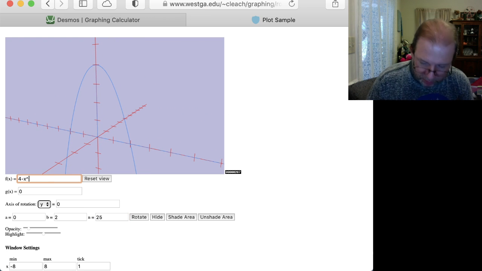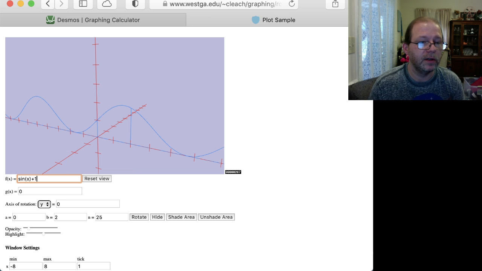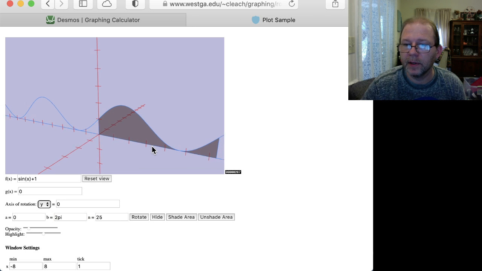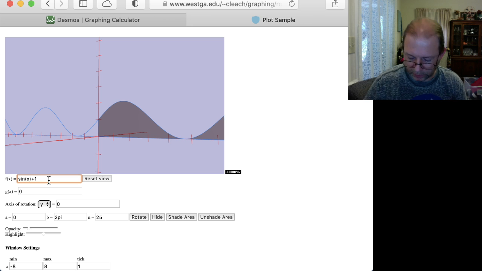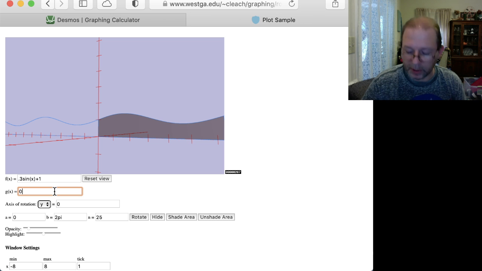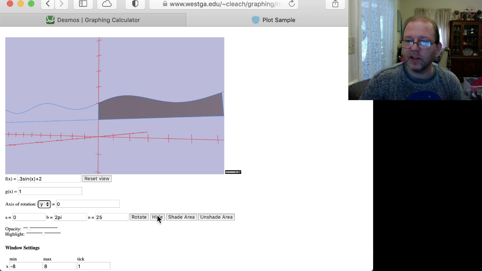I'm going to make up just a fun looking function. I'm going to do sine of x plus 1. Let's go from 0 to, let's say, 2 pi. Shade that area. And let's make that 0.3 pi and make this go from, let's make this start at 1. This at 2. All right, so that's the area we're going to look at.